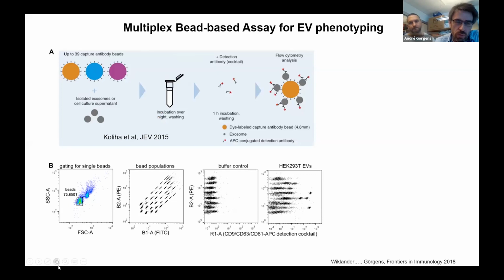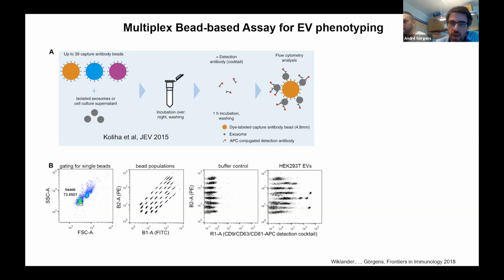So the workflow in brief is that you have 39 different antibody capture beads, and each of those beads is labeled with a different capture antibody. Then you incubate those beads with your EVs. The sample doesn't have to be purified, it can be done with conditioned medium directly. And then you incubate that. EVs with a certain protein on their surface will bind to respective beads, and then you stain with an antibody of your choice. By default, we use a pan tetraspanin cocktail to stain most EVs.